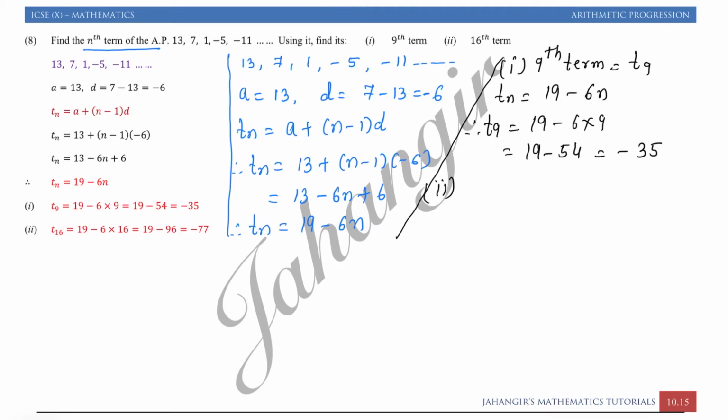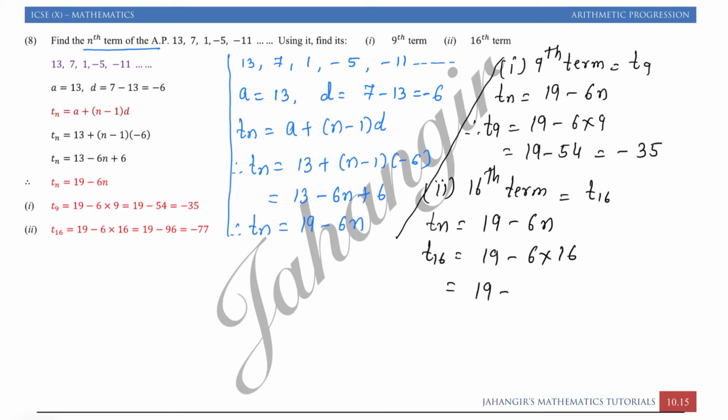In the second part we will write the 16th term. The 16th term we can write as T16. T16 we have to find. So first again I will write the Tn formula, so that it's easy to understand that we are just replacing the value of n, that is 19 minus 6 into 16. 19 minus, 16 6s are 96, that is equal to minus 77. So the first answer, 9th term, is minus 35, and the second answer, 16th term, is minus 77.